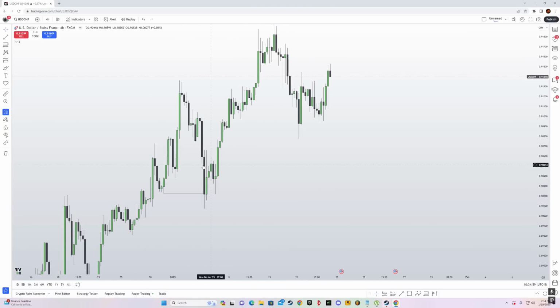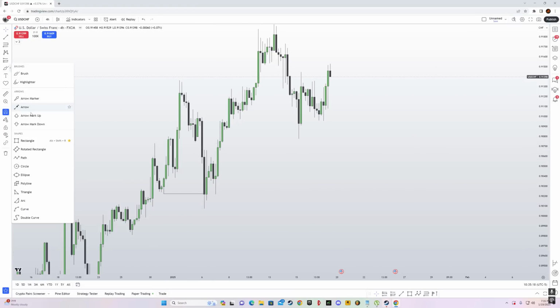Now the next step is to identify our dealing range. So from this high to this low, that is our dealing range, from this high to this low. Now inside this dealing range, we have to identify a fair value gap. So over here, we have only one fair value gap that is resting around this level.